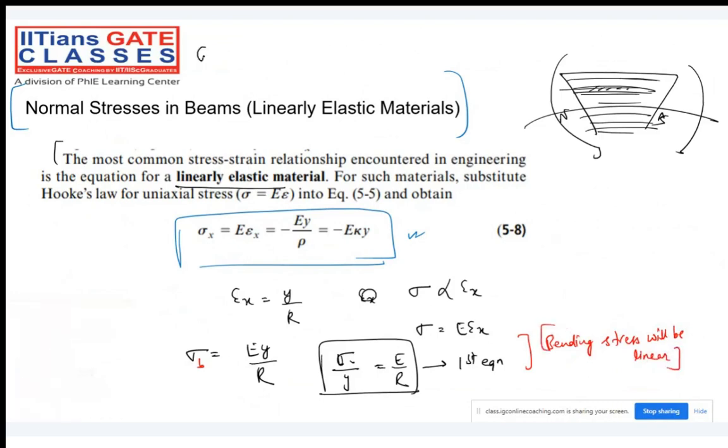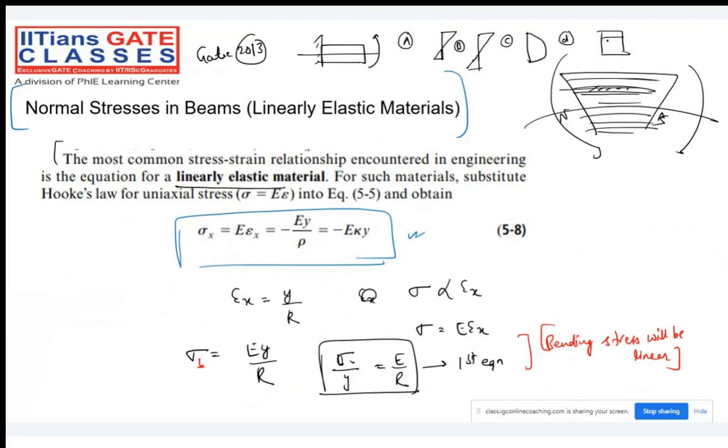They have given one question: the beam is subjected to a bending moment, and they have given four options. The strain will be linear one, something like this. B option, C option, D option kind of something like this. They have mentioned that strain is linear, stress is linear, strain is something like this, stress is something like this. Four options they have given. Which option is correct? Only one is correct.